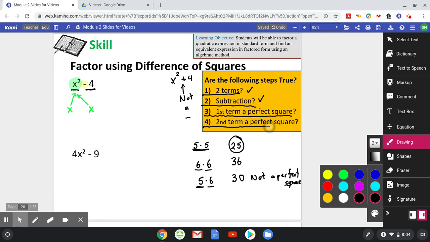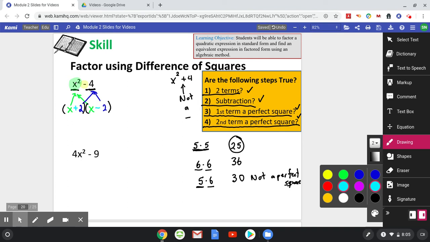Step 4. Is the second term a perfect square? Is there a number that I can multiply times itself and get 4? What about 2 times 2? If I multiply 2 and 2, that gives me 4. It means that we have a check mark for both step number 3, and step number 4. We're almost done with the factoring. We have to put parentheses. We have 2 factors, and we have to put a plus on one, a negative on the other one, and we are done.